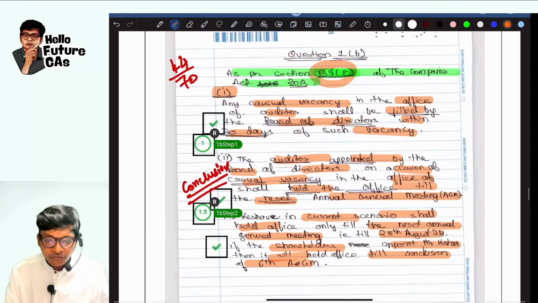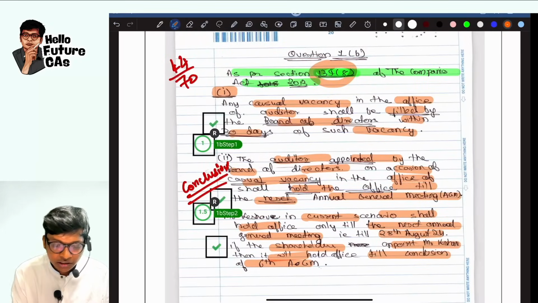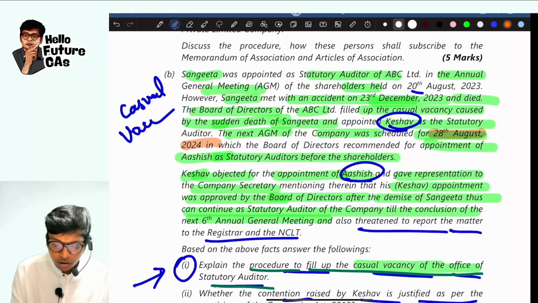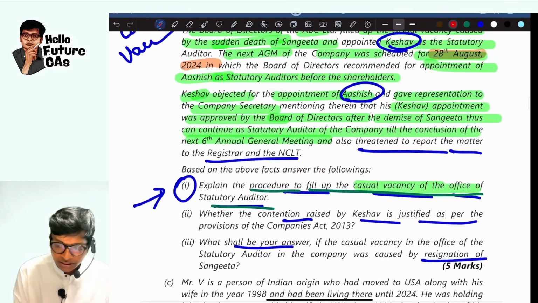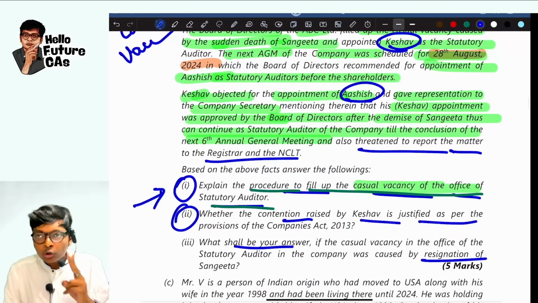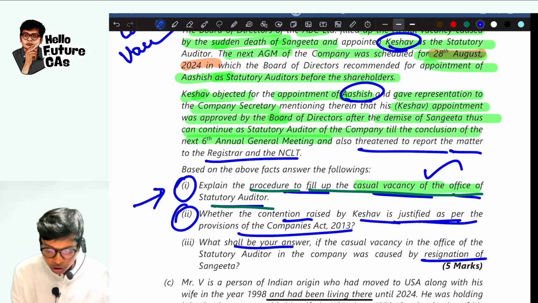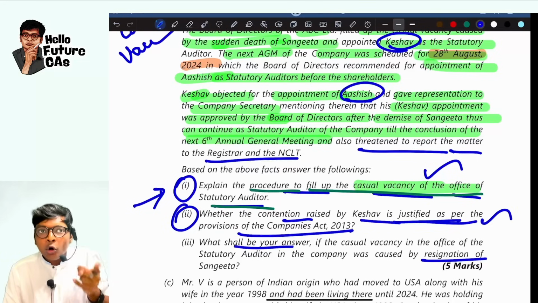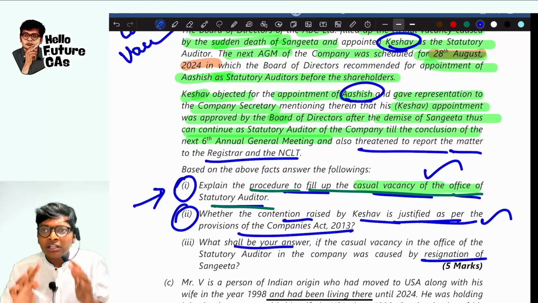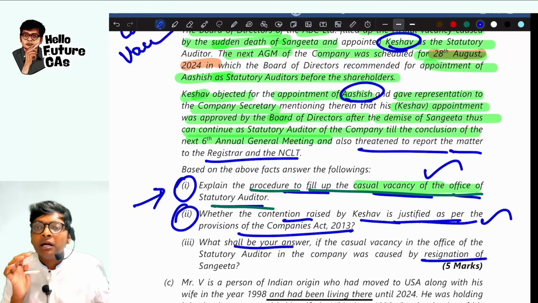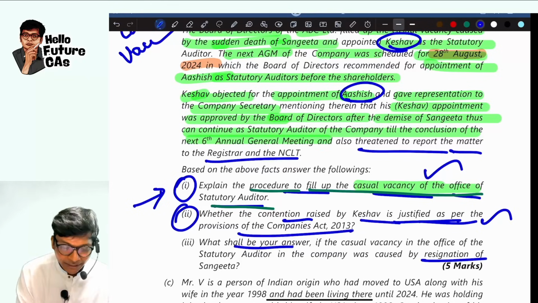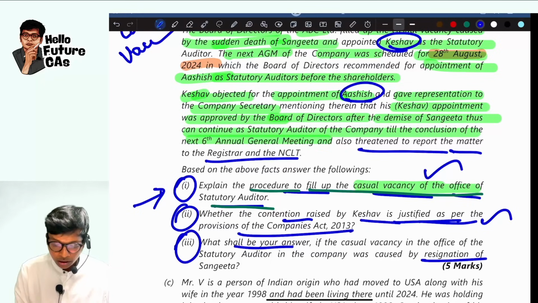In this paragraph, our friend has finished. Which all? He has answered question number 1 and 2. He has explained the procedure in the provision. He has also told whether Keshav can continue, and he is also explaining how he can continue only if shareholders allow for the same. Are you with me, guys? Now separate question 3. Okay.